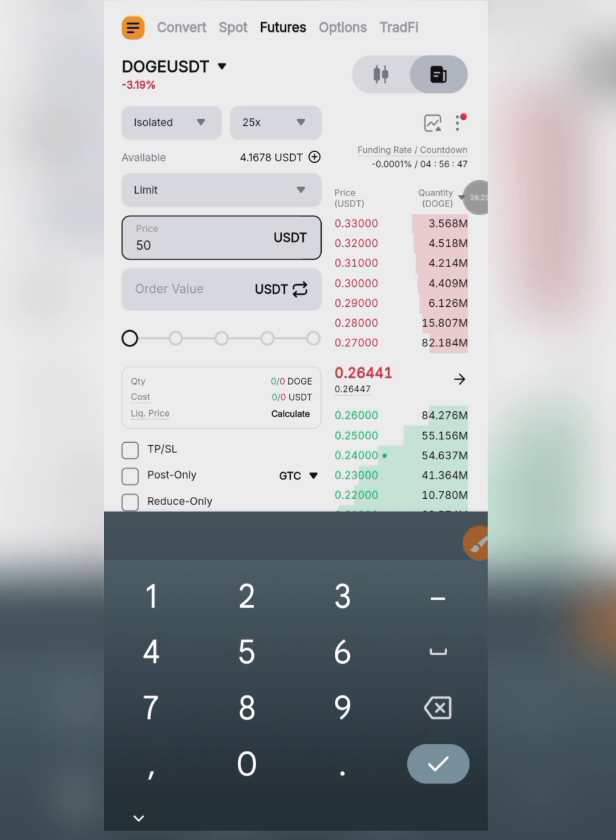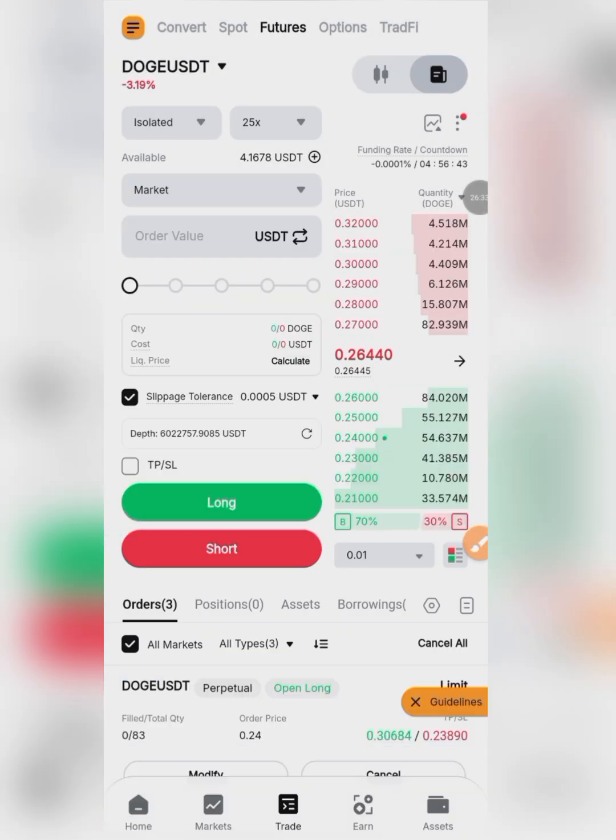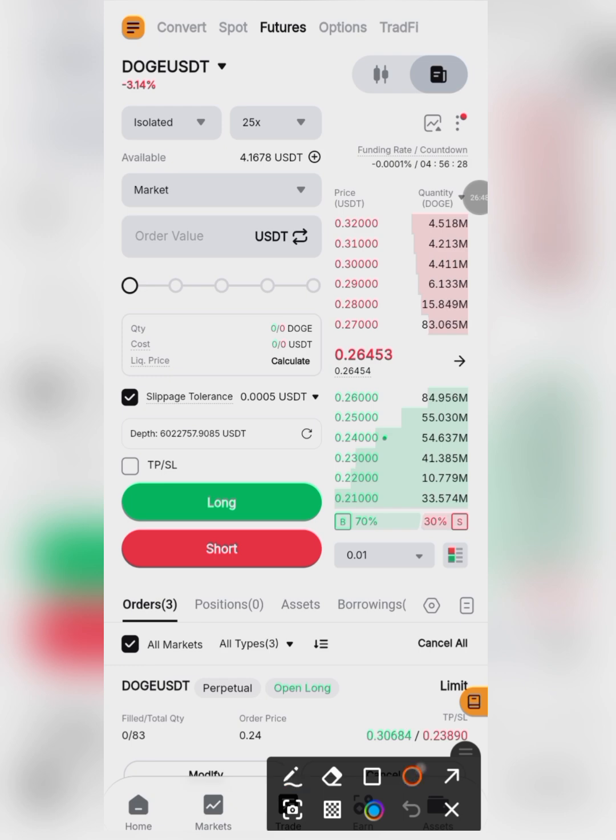But if you are choosing market, you're trying to say the commodity is currently $100, and yes, I want to buy it at that $100 straight. I'm not waiting for anything. Now let us use a practical example here. Now look at the current price of this DOGE USDT. The current price is this, right?